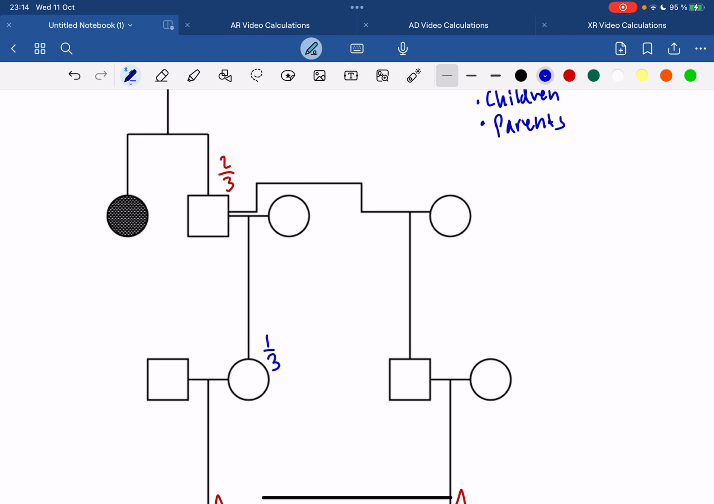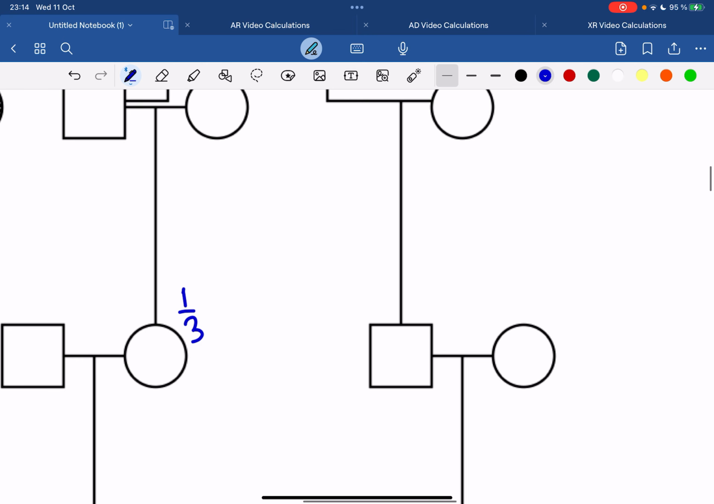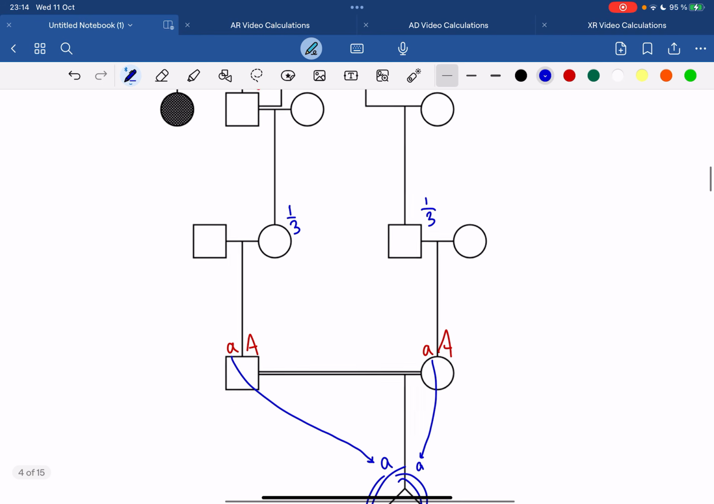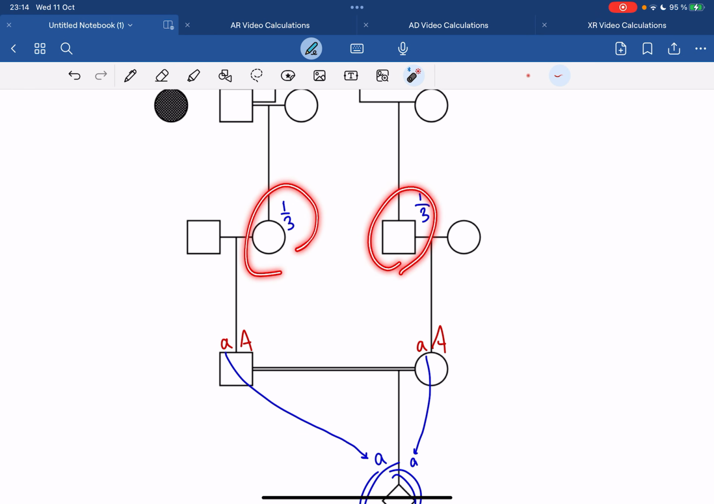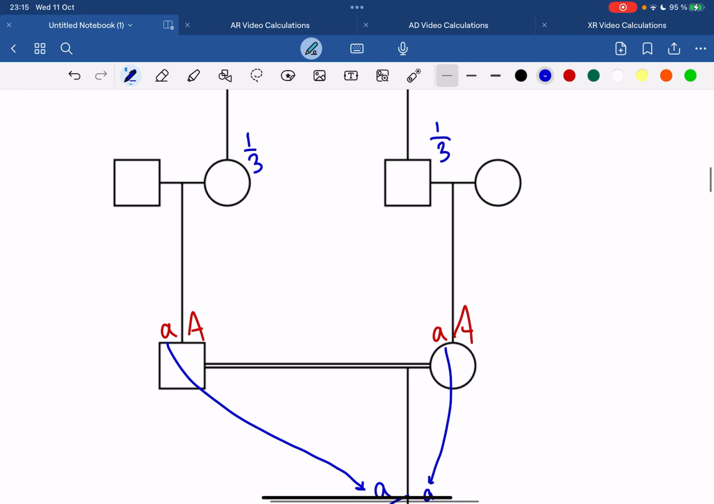So the chance for this person right here to be a heterozygous carrier would also be half of his parent, because this is his dad right here. So that's 1/3. Now getting to these 2 individuals right here, they would also be 1/2 of their parents. So that would be 1/2 of 1/3, which is 1 out of 6.